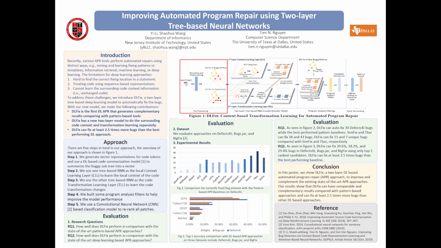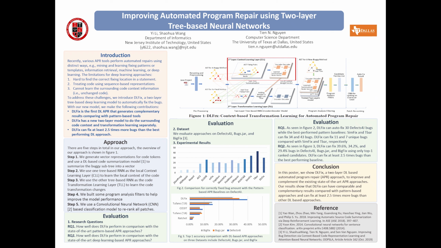Next, we select the subtree that can represent the buggy statement as the buggy subtree. At the same time, we use the deep learning approach to summarize the buggy subtree into a node, and then we replace the buggy subtree in the original abstract syntax tree with that node. The new tree, we call it a tree with the summarized node.